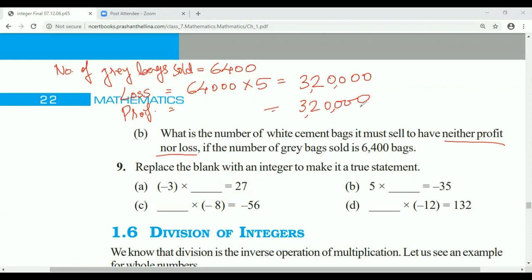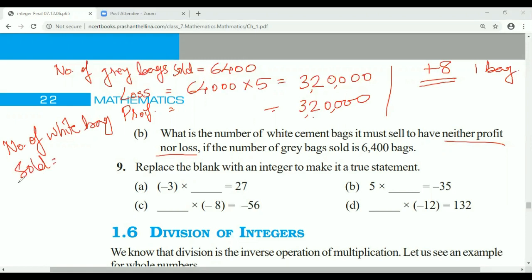To get a profit this much, what is the number of white cement bags sold? From one white cement bag, you are getting 8 rupees profit. So the number of white bags sold must be the number you get by dividing 3,20,000 by 8. So the number of white bags sold must be equal to 3,20,000 divided by 8. So that is 40,000. So the number of white bags sold must be 40,000.